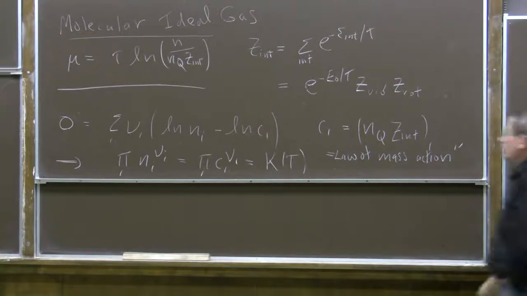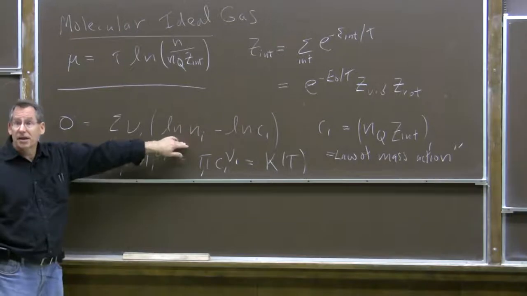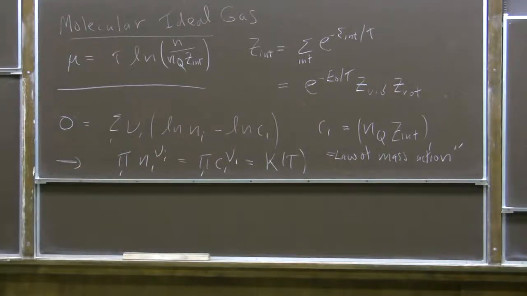But really, to derive this, what we needed was that the chemical potential goes like the log of the concentration, which is true, at least to a very good approximation, in more general settings, like in the case of a solute in a solution that's dilute.